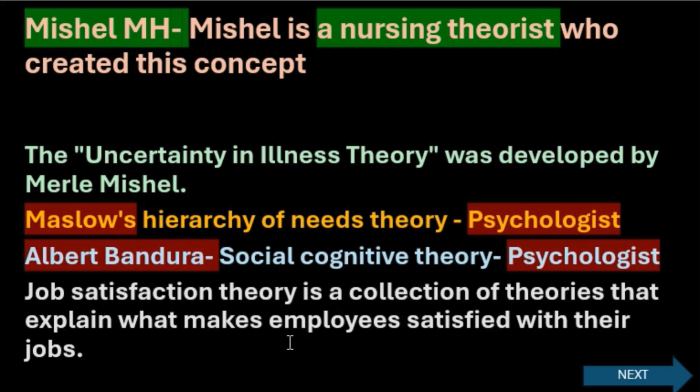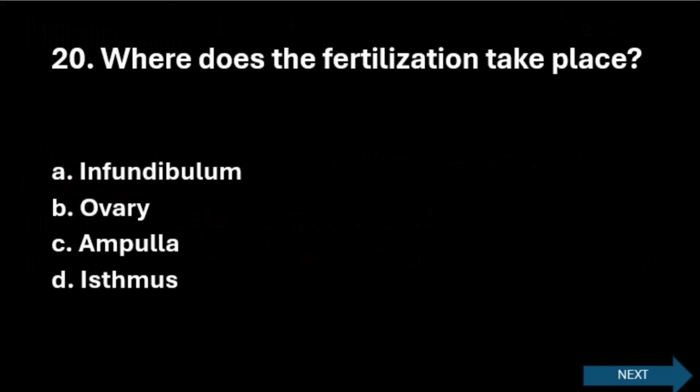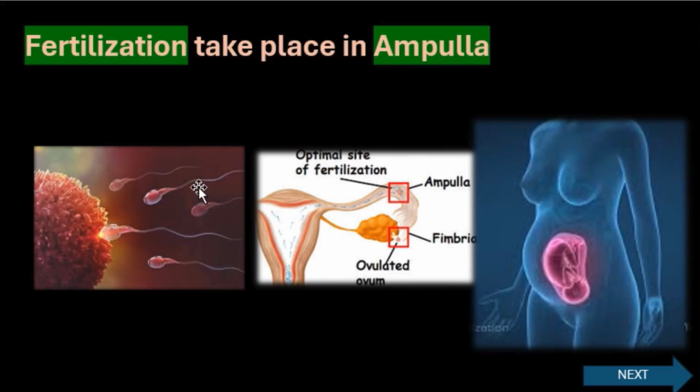Next question. Where does the fertilization take place? Option A, infundibulum. Option B, ovary. Option C, ampulla. Option D, isthmus. Here the right answer is ampulla. You can see the fertilization mainly occurs in ampulla. So the answer is ampulla.